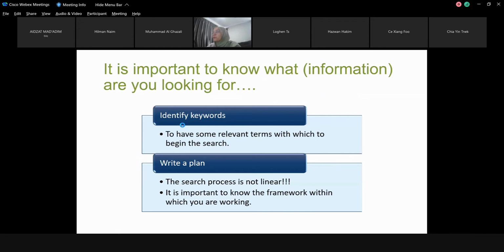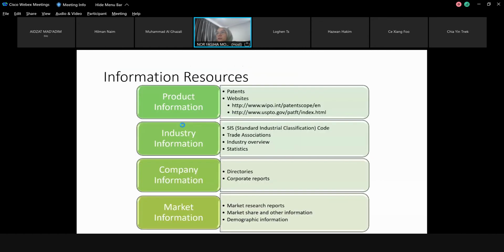Okay, so before you do the market analysis, you have to identify the keywords, what you are looking for, and then plan. And remember, the market analysis process is not linear. It's always iterative. It is important to know the framework within which you are working. And this is information resources.